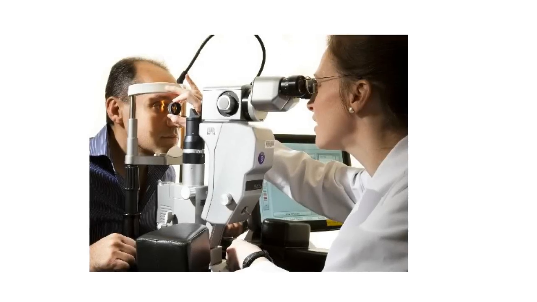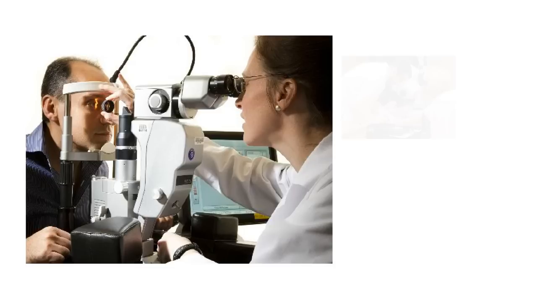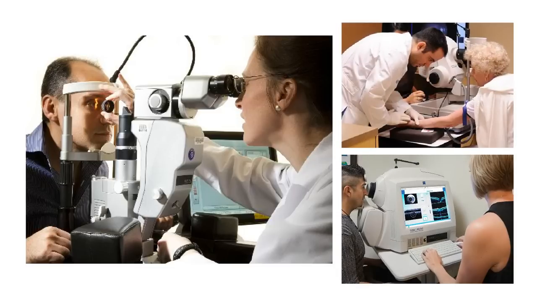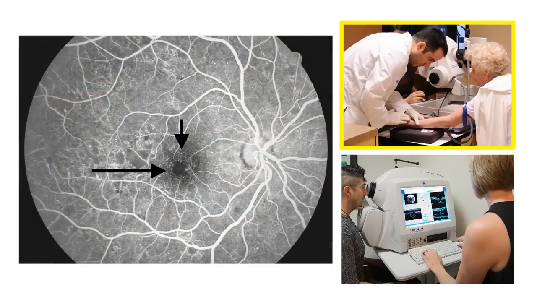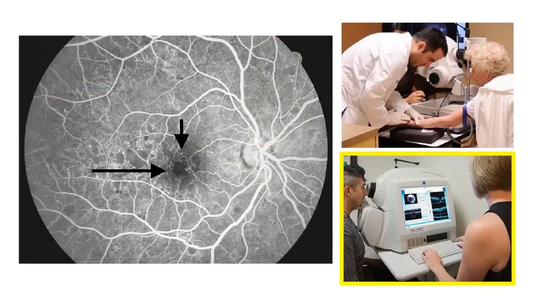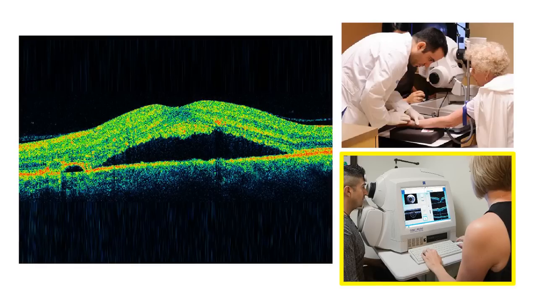If DME is found, your eye care specialist may perform other tests to assess the extent of your condition. A fluorescein angiogram may be used to take images of the inside of your eye, and optical coherence tomography, or OCT, is another imaging tool that measures the thickness of your retina.